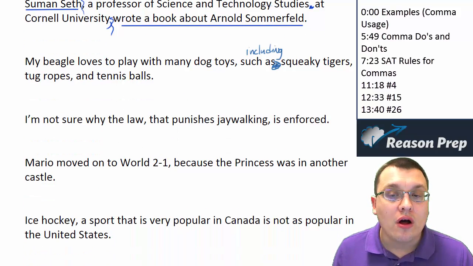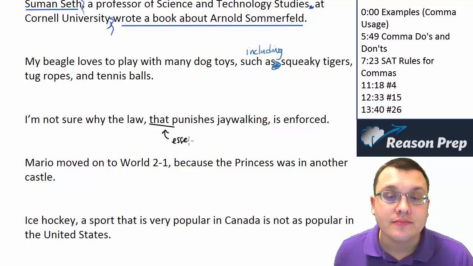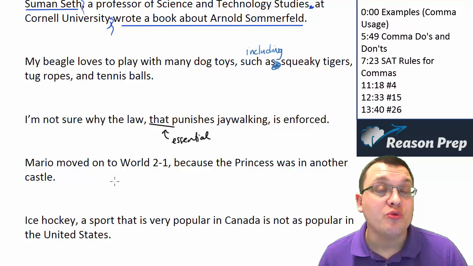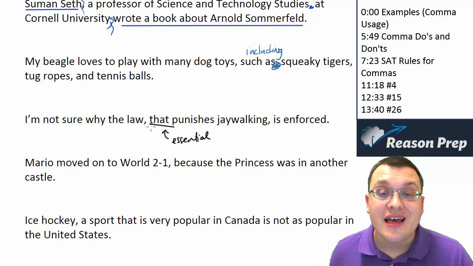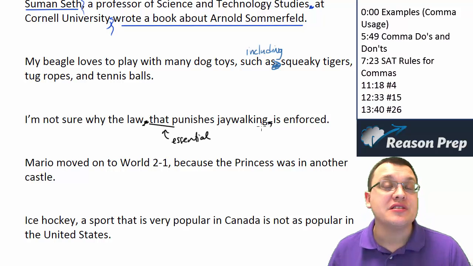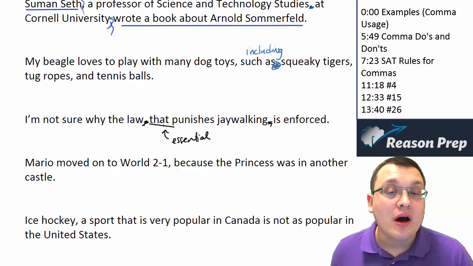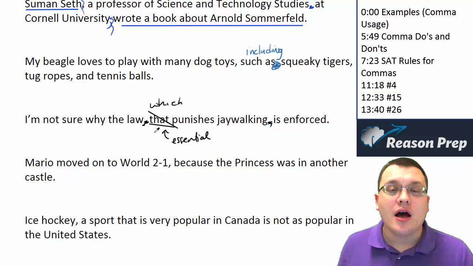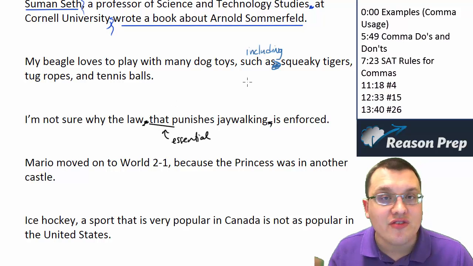I'm not sure why the law that punishes jaywalking is enforced. Remember, when we use "that" is essential. It's the relative pronoun we use with the essential relative clauses. And here, since it's essential, we don't want commas at all. So we would get rid of these commas and everything would be fine. If we wanted this to be non-essential, we would have to change this to "which" and leave the commas in place. But either one is fine. I think the better correction is just get rid of the commas and you're good to go.